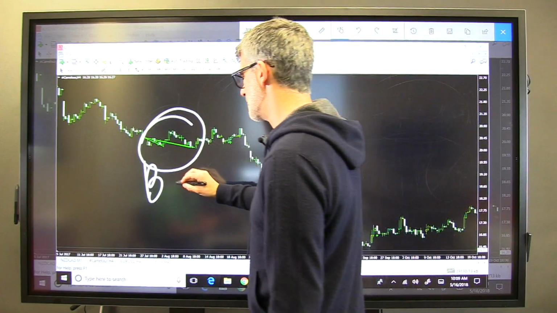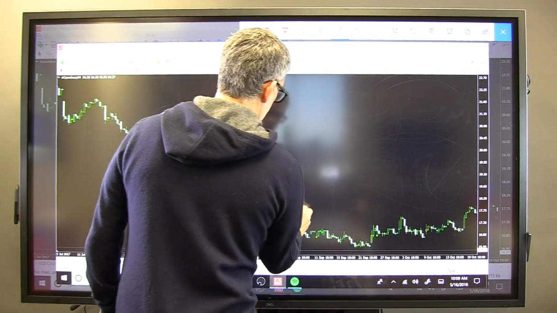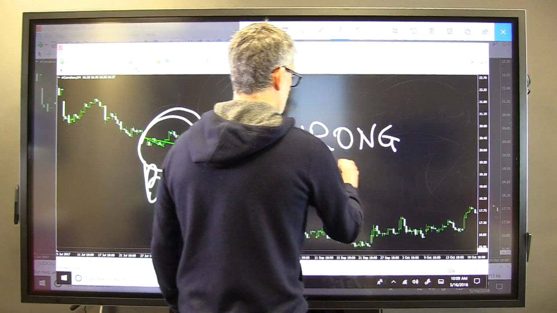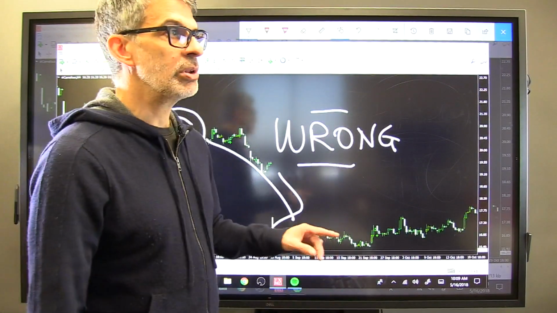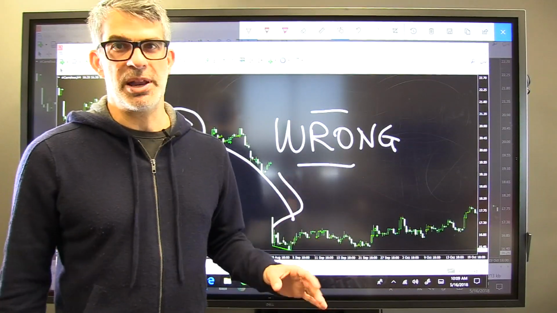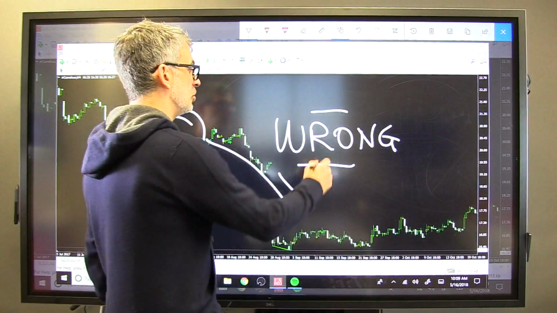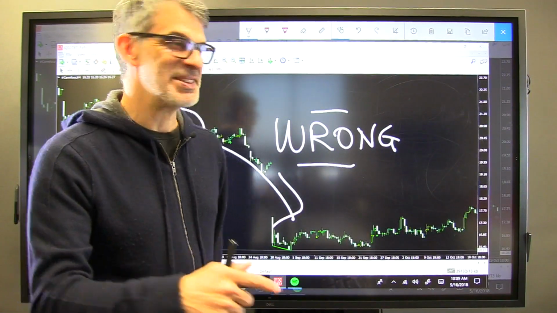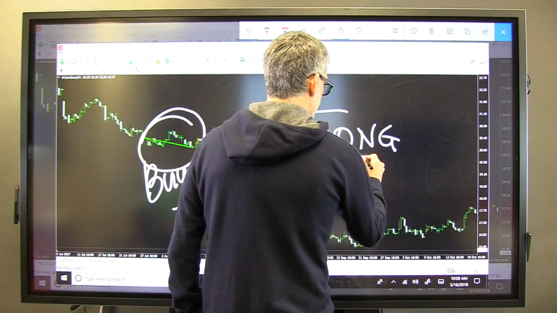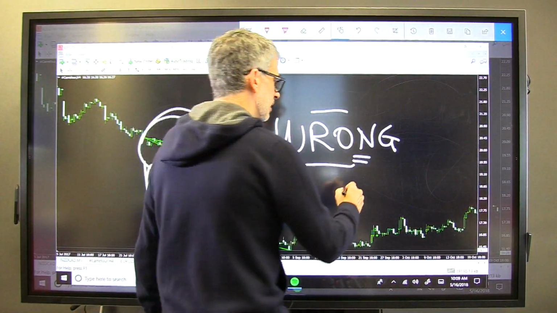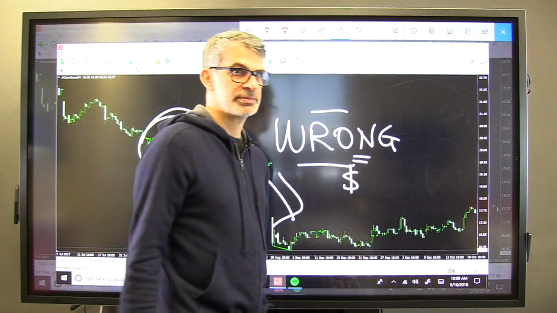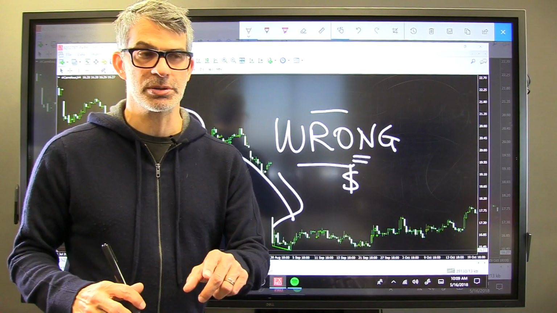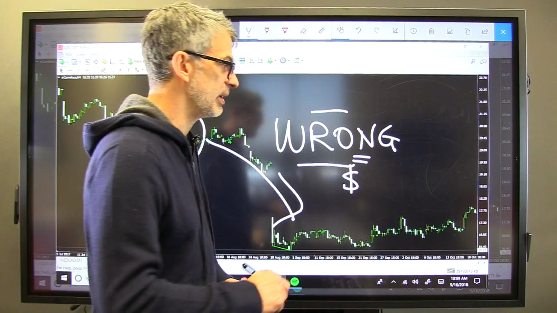But because the position size is small, if I'm wrong, it doesn't matter. The goal of trading isn't to make money. The goal of trading is to minimize the effects of being wrong. And it's one step more than that. The goal of trading is to turn being wrong into money. The goal of trading is to not just survive when things go wrong. It's to thrive when things go wrong.